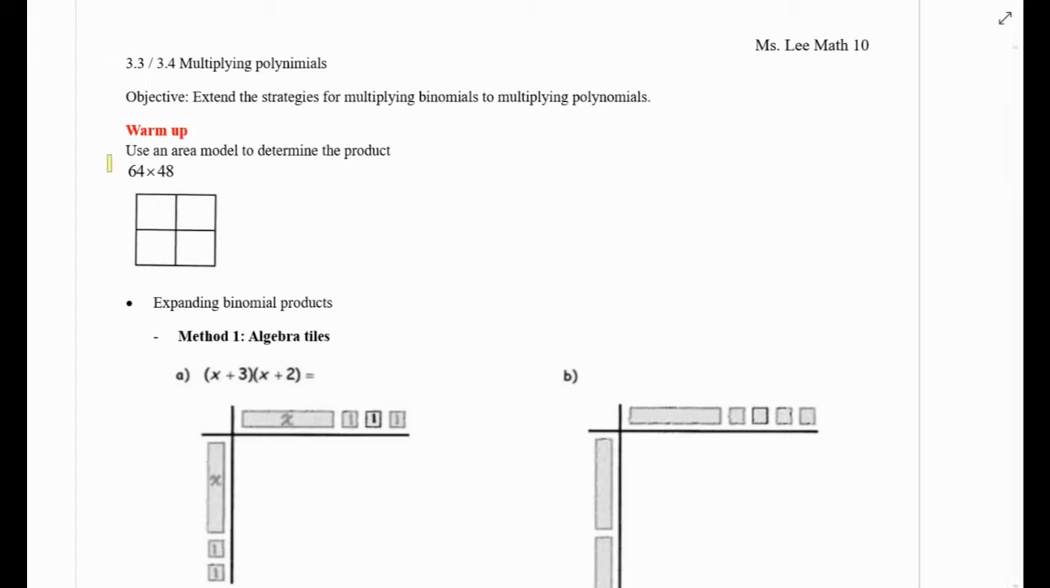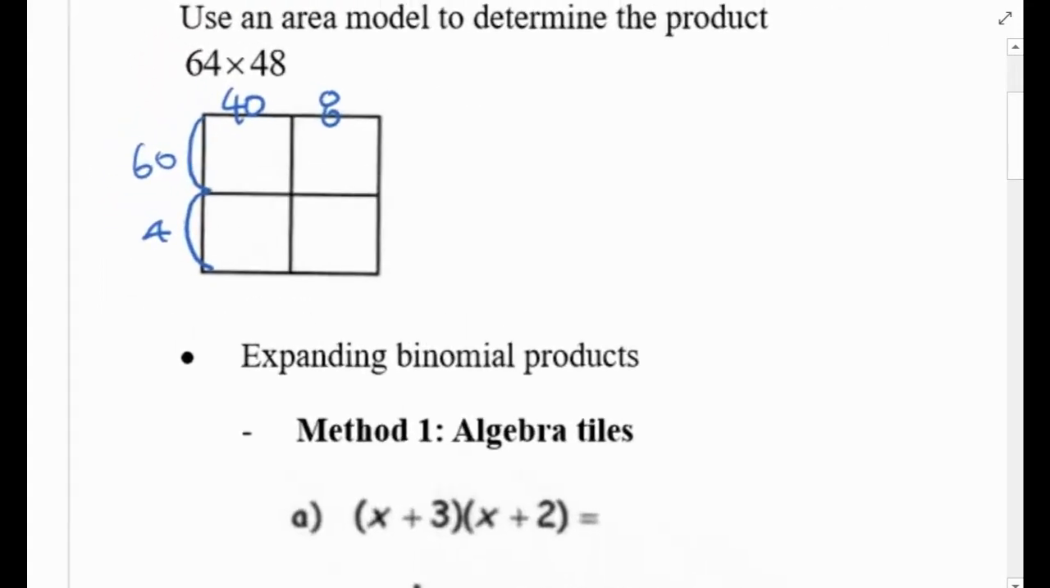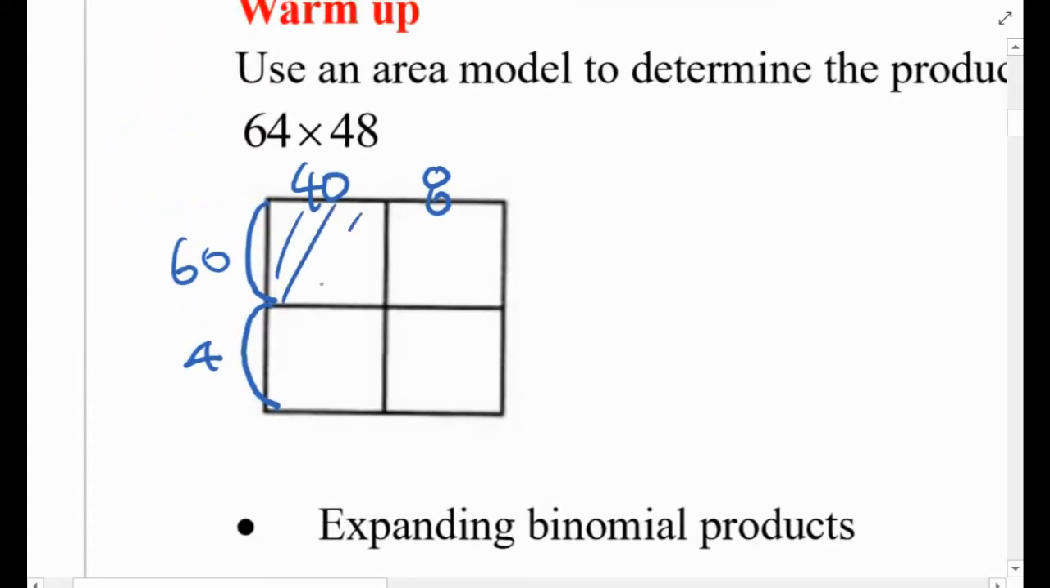Right, before we start, I want you to look at the warm-up question. Use an area model to determine the product. So I have 64 and 48. What I'm going to do is write 60 here plus 4. So from here to here is 60 and here to here is 4. So 60 and 4, and this is 40 and this is 8. And I'm going to find the area of each square.